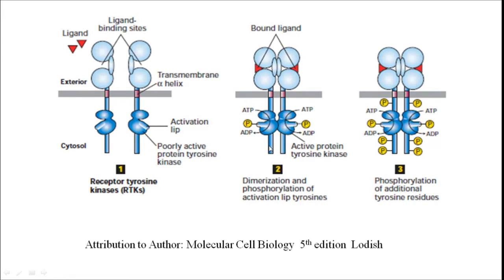If you see the figure 2 and the 3, you can notice the difference. In case of the figure 2, only one of the domains will get phosphorylated, while in the third case, what will happen once this activation loop is phosphorylated, the additional phosphorylation of another tyrosine residue which is present on that receptor will take place. And this is the basic mechanism of the receptor tyrosine kinase.